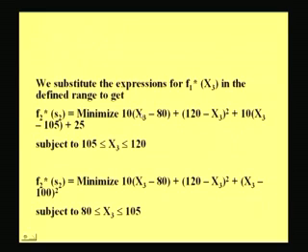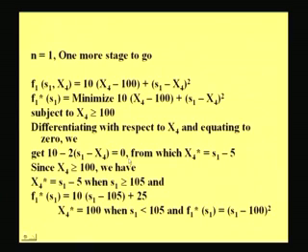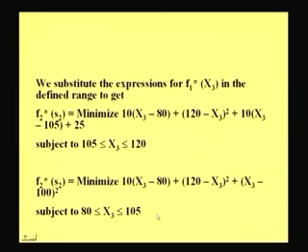Now, we also have 2 functions for F1 star of S1. F1 star of S1 is 10 into S1 minus 105 plus 25 in a certain range, and F1 star of S1 is S1 minus 100 the whole square in a different range where S1 is less than 105. Now, we have to substitute both these expressions here. So, we have 2 expressions for F2 star of S2.